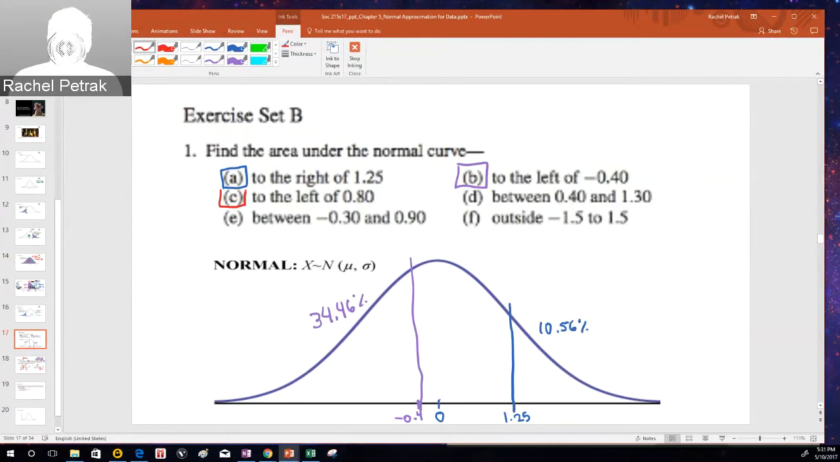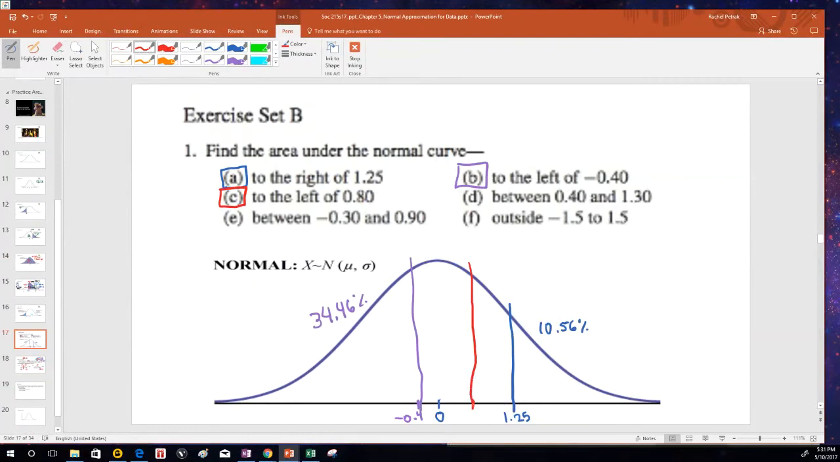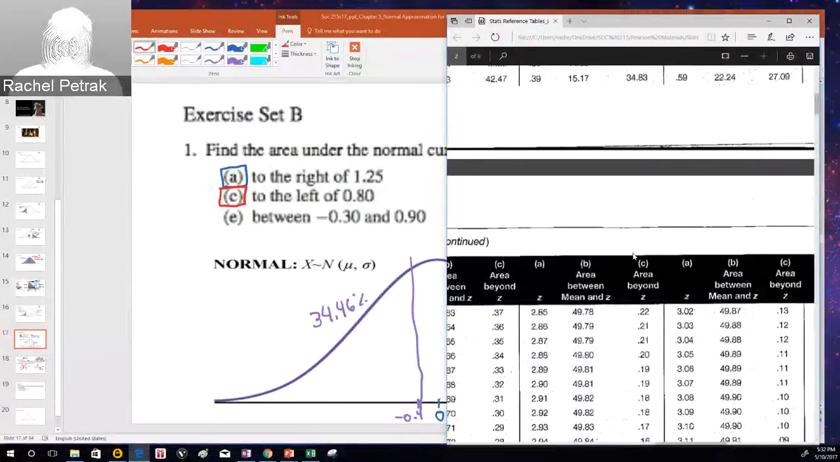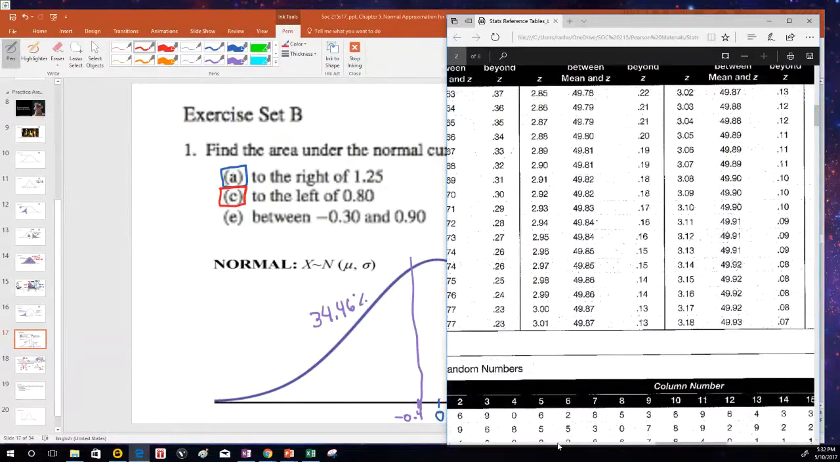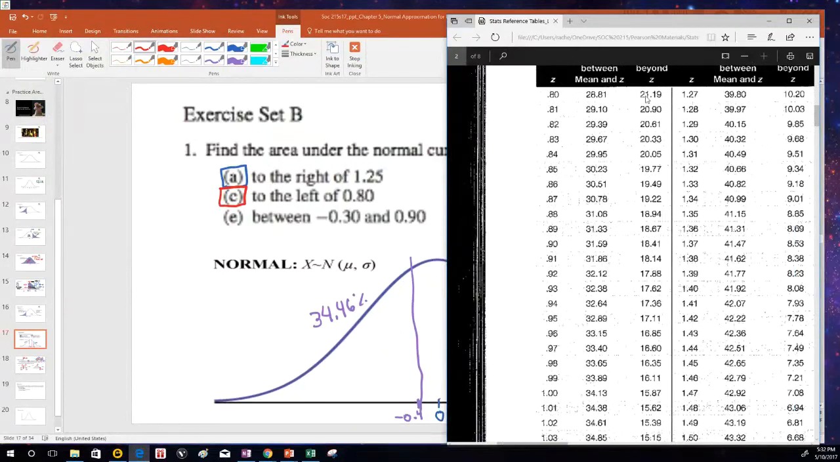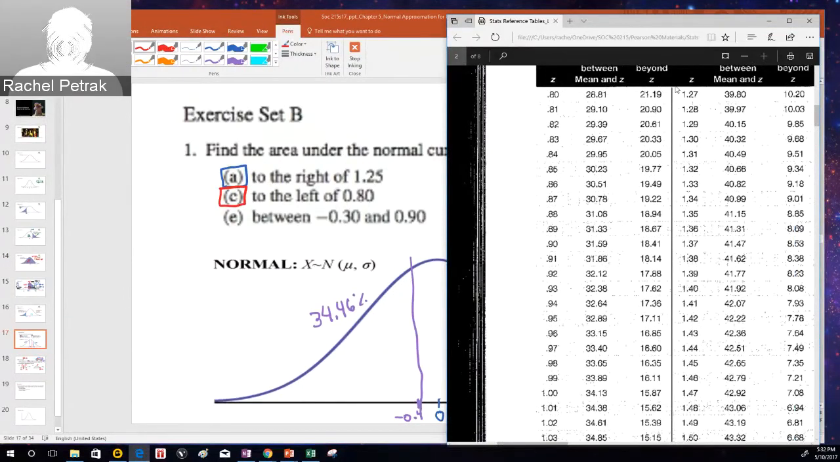To know what's to the left of 0.8, we can find 0.8. Let's say it's approximately here. You can see the trend. If we want to know what's to the left of 0.8, we can just look in column C, where we find our Z-score of 0.8, and then look at column C, and the area beyond Z is 21.19%.